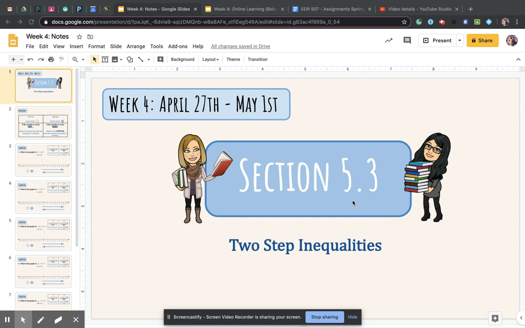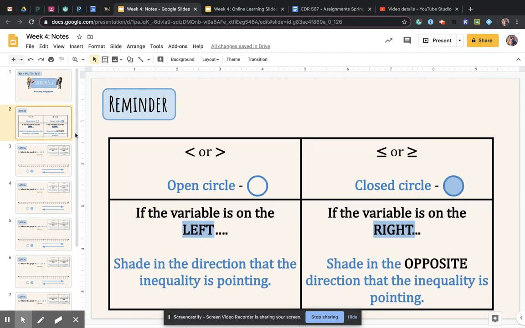This week, we are going to be looking at two-step inequalities. So we're going to be adding one extra step to what we were doing last week. And let's begin. As a review, we have some things I want to cover. I'm going to continue repeating this until you all remember, okay?